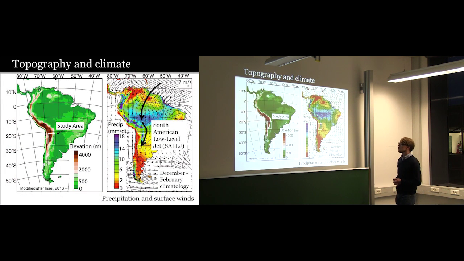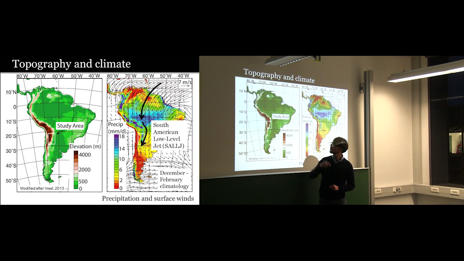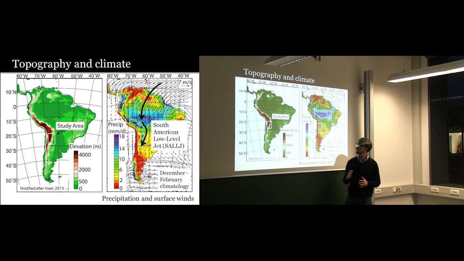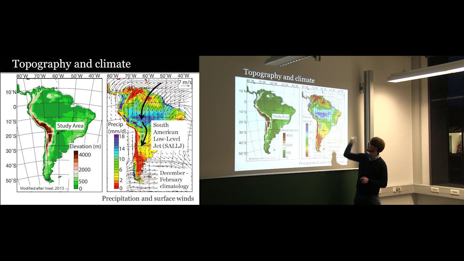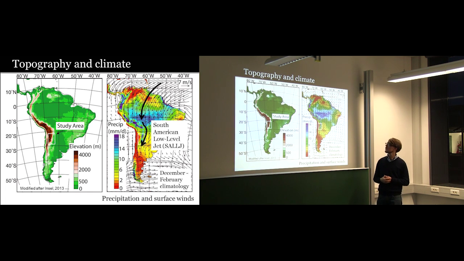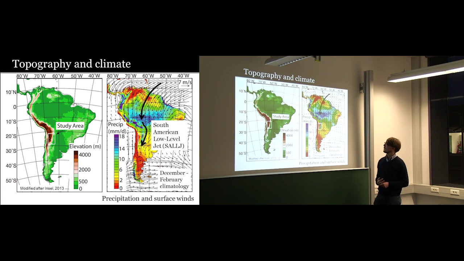So to introduce you to the topography and climate of South America, our study area was located here in northwest Argentina between roughly 22 to 28 degrees south, and 64 to 68 degrees west. If you look at the precipitation pattern in South America, you can see that the winds from the Atlantic bring moisture into the Amazon basin up here at the upper part. It's the so-called South American monsoon that brings moisture into the Amazon basin.